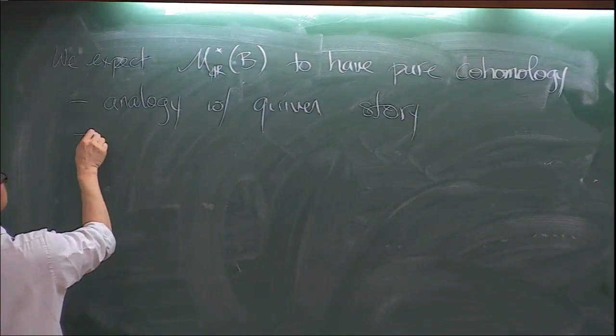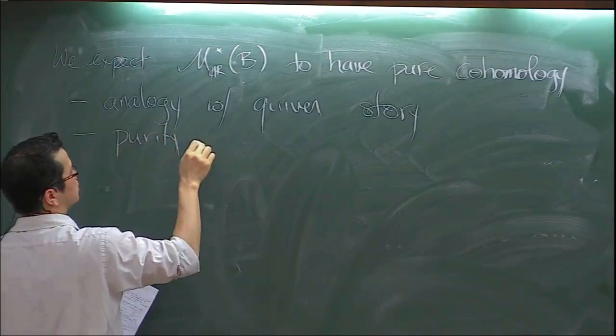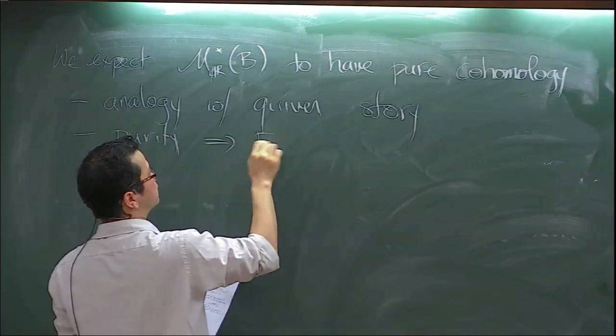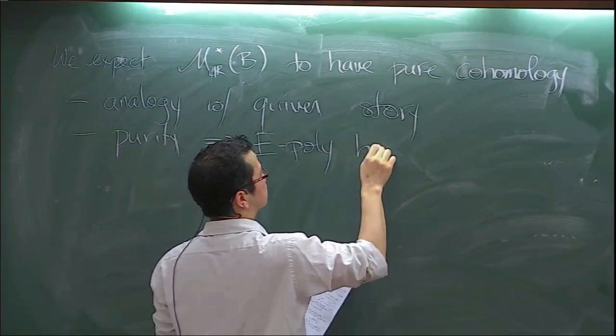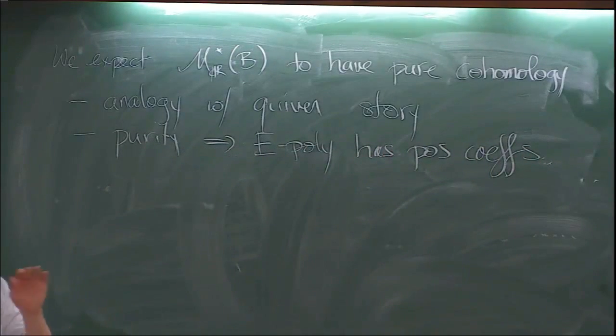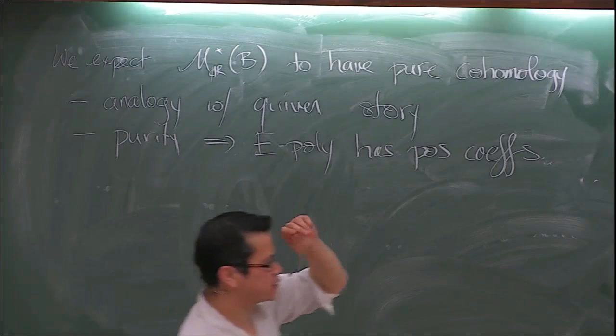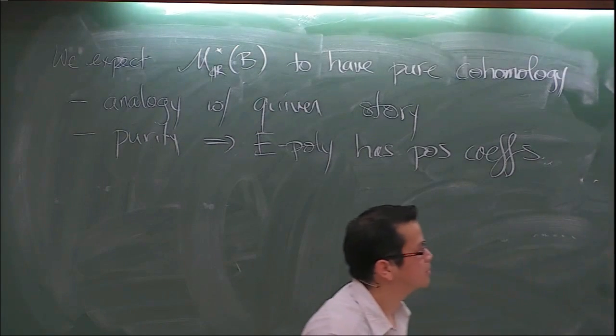And another reason is that purity implies that your E polynomial has positive coefficients. There's a reason for me to think this. I think we know something more about it, so it seems a bit silly. But in any case, for all the ones that you can work out, that you can actually see it. But I think this is true.